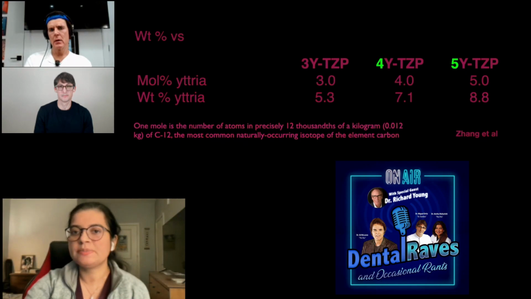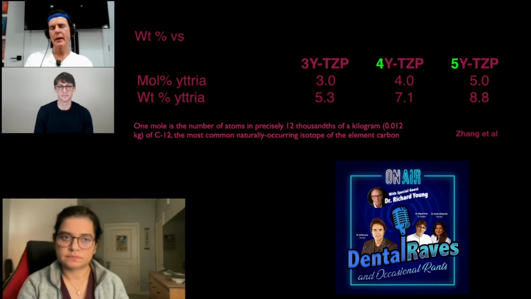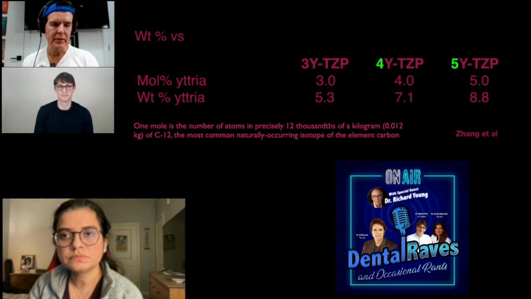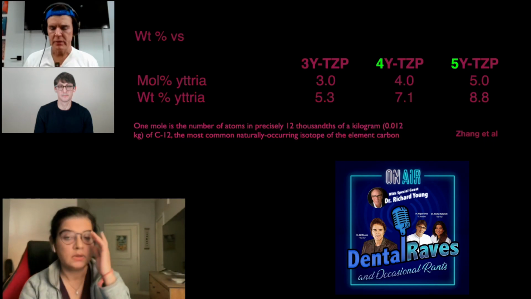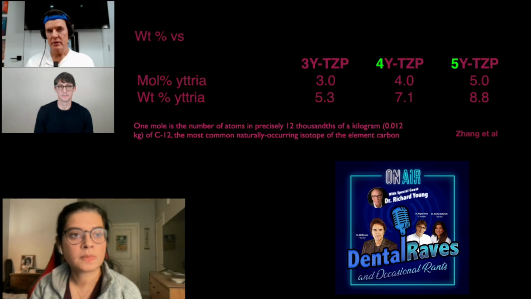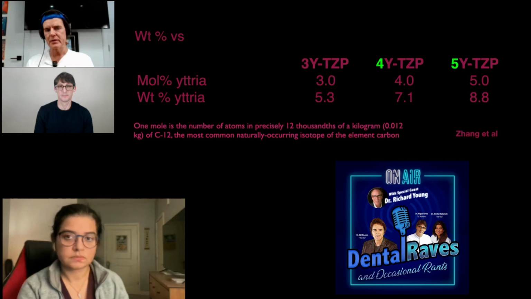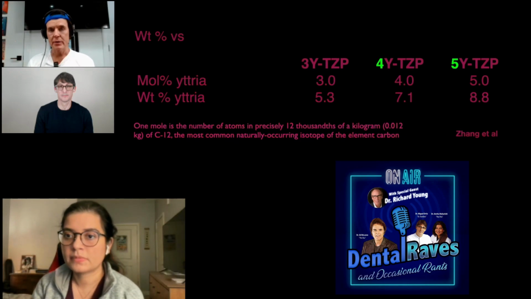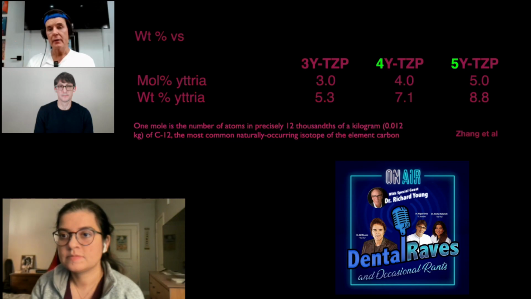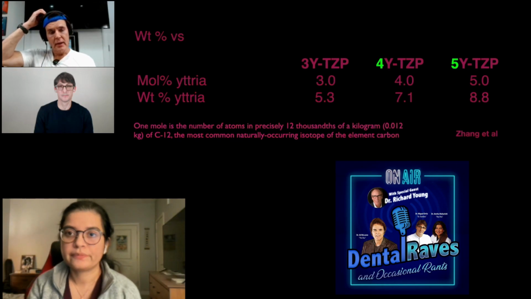Dr. McLaren, do you want to explain what a mole is? Yeah, it's oversimply stated. It relates to carbon, the amount of atoms in carbon. But simply stated, and sorry for any pure scientists, a 3Y or 3 mole material means 3% of the molecules of whatever you're describing, Yttria in this case, are Yttria. 4Y, 4% of the molecules are Yttria. 5Y, 5% of the molecules.